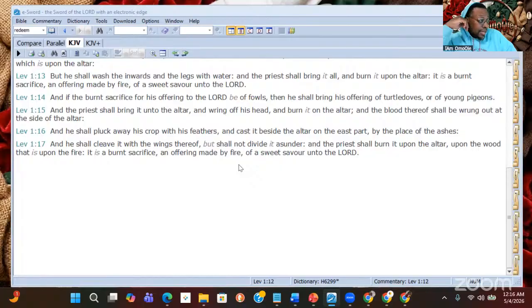And cast it beside the altar on the east part by the place of the ashes. And he shall cleave it with the wings thereof, but shall not divide it asunder. And the priest shall burn it upon the altar, upon the wood that is upon the fire. It is a burnt sacrifice, an offering made by fire, sweet savor unto Jehovah.